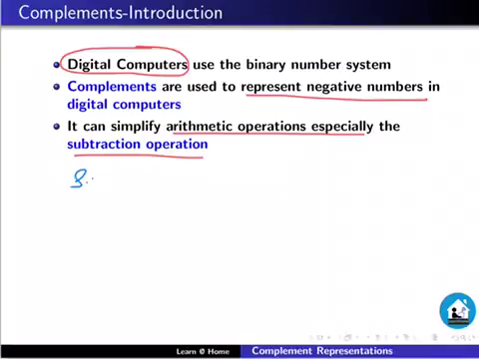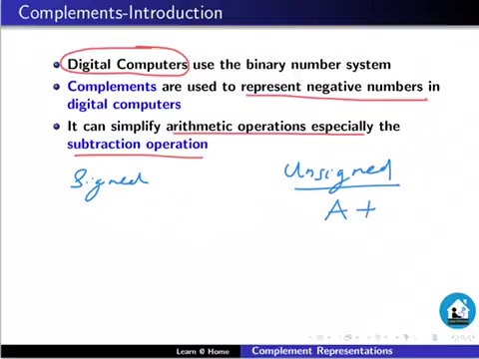One is the signed arithmetic, and the other one is the unsigned arithmetic. In unsigned arithmetic, we are not bothered about the sign of the numbers. That means if I say a plus b, I am not bothered about the signs of the numbers. They are assumed to be positive, and I just mean the magnitude of a plus the magnitude of b. But in signed arithmetic, we are also bothered about the signs of numbers. That means we are bothered about negative numbers as well.